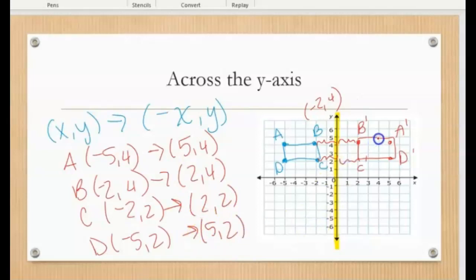And let's check our work. Sure enough, look, over 5 up 4, there's point A prime. Over 2 up 4, there's B prime. 2, 2 is C prime, and 5, 2 is D prime. Yay! It worked. So again, this is the cool thing about math, is there's usually more than one way to solve a problem. You can do it visually, or you can do it using the rule.